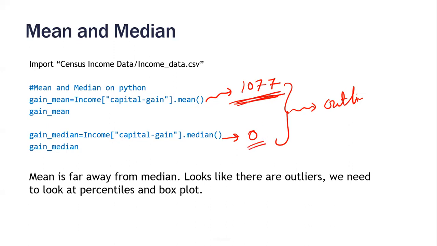But what is the major inference? Mean is 1077. Median is 0. What does that mean? There are outliers present in this data. Make a note of this. We are going to revisit outliers once again. As of now, you can think of this as a hint, but there is a proper way of finding out the outliers, detecting what percent are outliers. We're going to look at that soon.